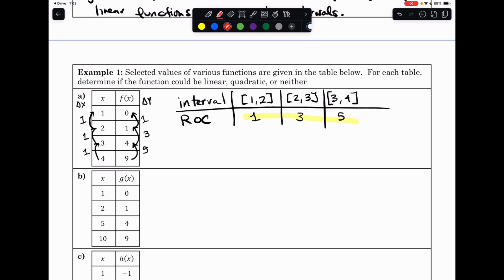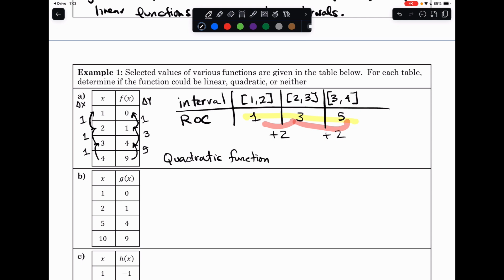Now, in order for it to be quadratic, there has to be a constant. The rate of change has to change by the same number. So we have to have a constant rate of change between these numbers right here. And we do. These numbers increase by 2. From 1 to 3, that's an increase of 2. And from 3 to 5, that's also an increase of 2. So this table represents a quadratic function.